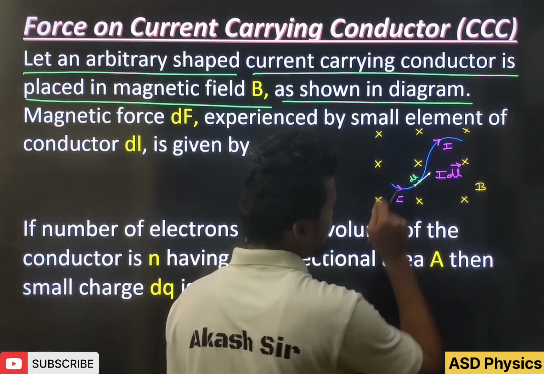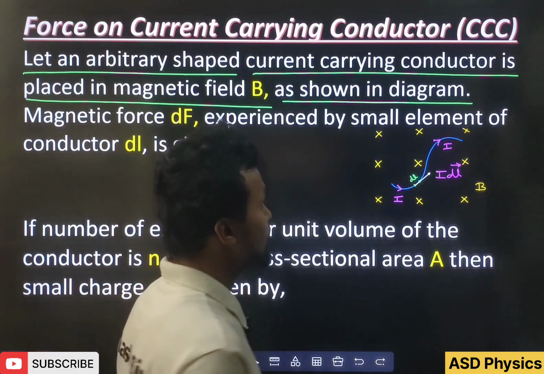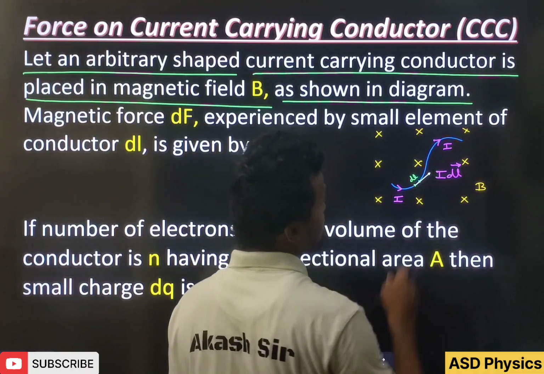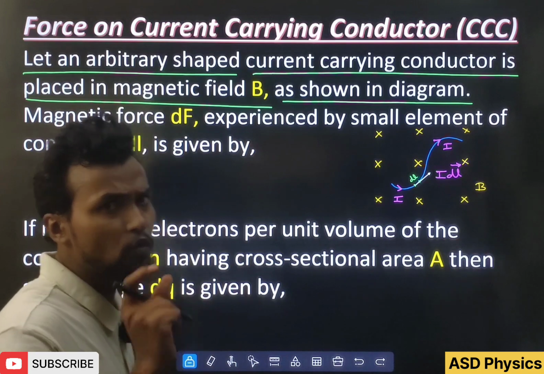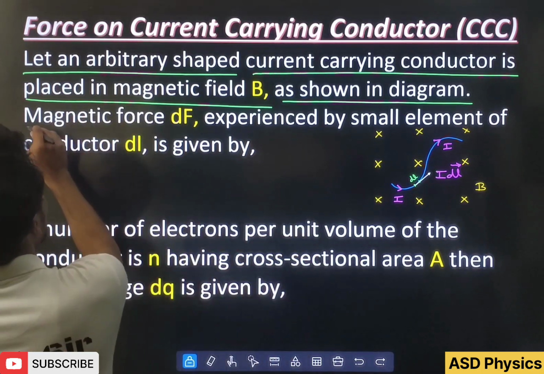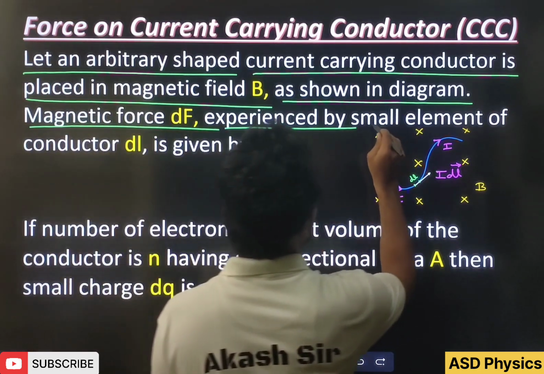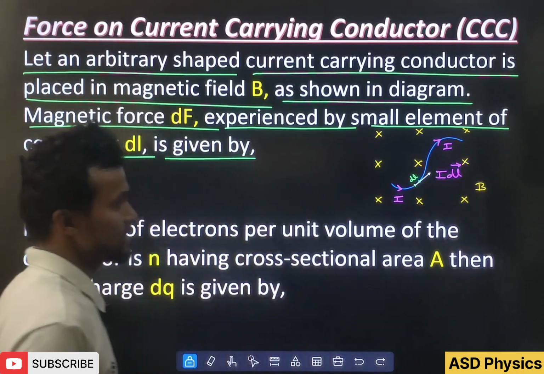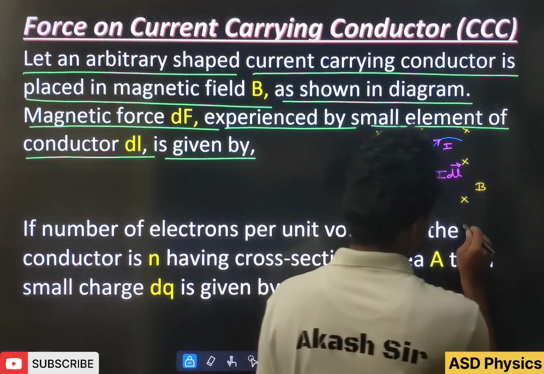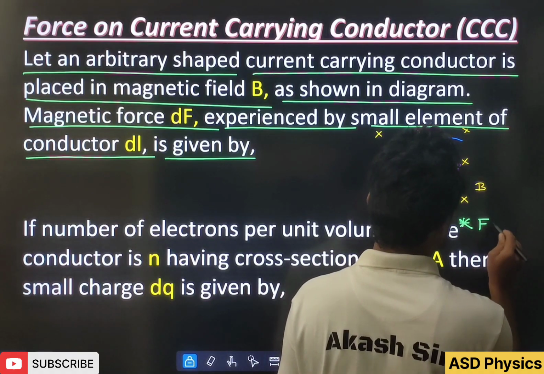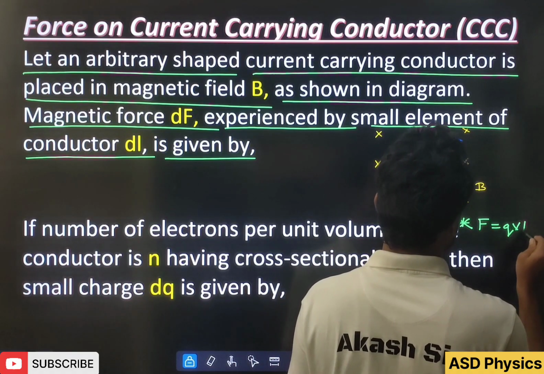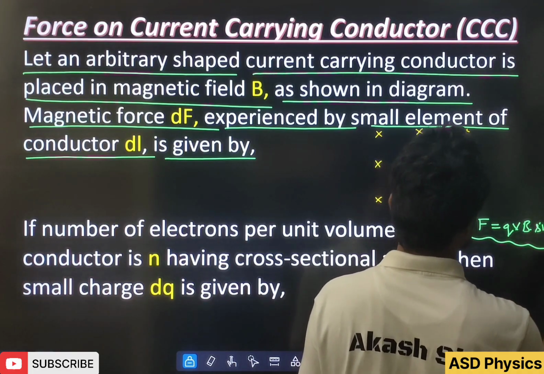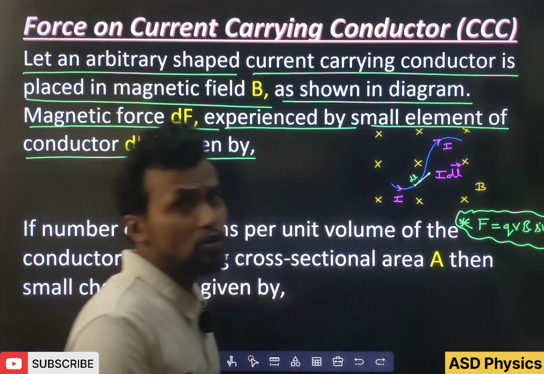So if I take a very small length dl, then along the direction of current I will take one current element. What is given here? I dl. Okay, now what we are going to see here is the magnetic force dF experienced by a small element of current dl, which is given by... I hope you know this formula. The formula is what here? Force acting on a moving charged particle, F equal to qvB sin theta. Is it? Because current means the rate of flow of charge.